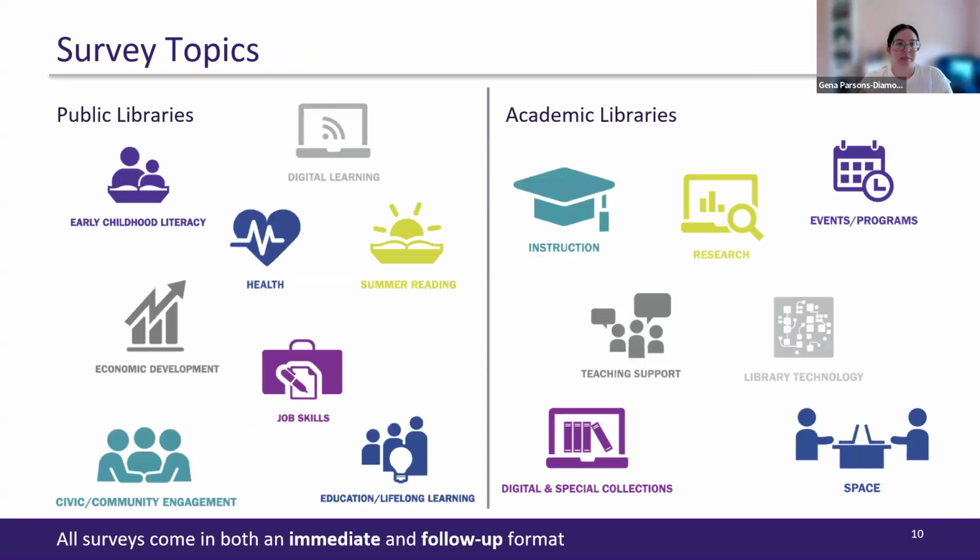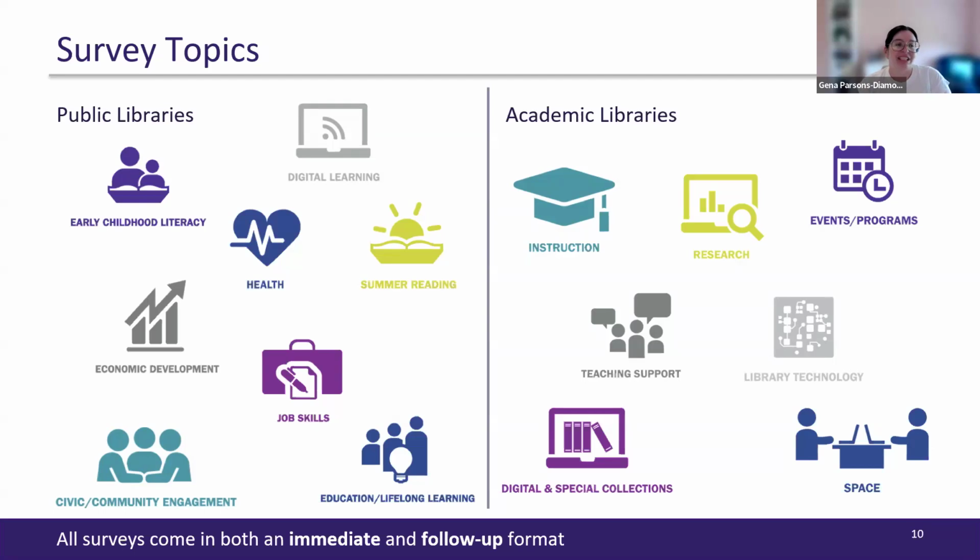Project Outcome's simple standard surveys were developed by and for the library field. Since public and academic libraries offer different types of programs and services, the survey topics available to you differ based on your library type. And of course, how your individual library uses them will differ as well.